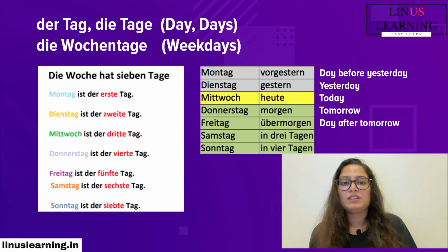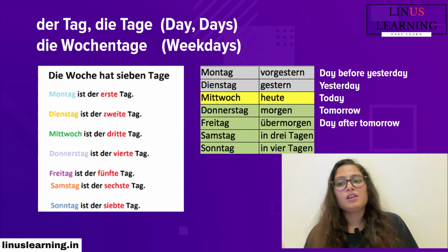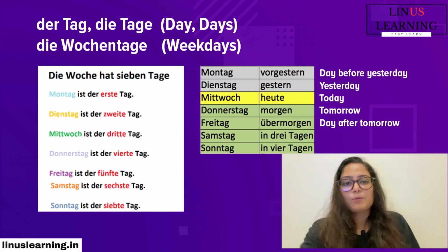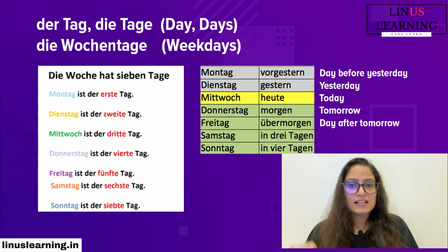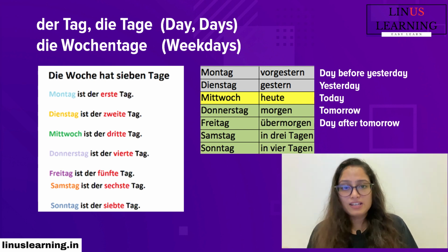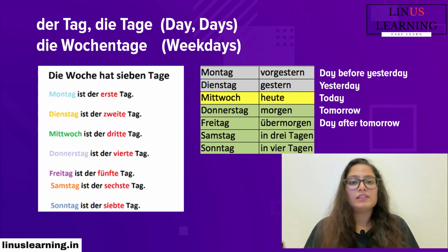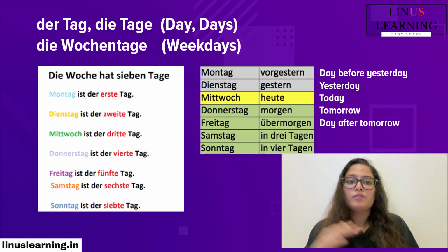Then if you want to say in 3 Tagen, that means in 3 days, in 4 Tagen, in 4 days. So this we'll understand when we do the numbers. Okay, so these were all the weekdays that we have. Die Woche, week, die Wochen, weeks, das Wochenende, weekend, die Wochenenden, weekends. Then der Tag is day, die Tage is days, die Wochentage, weekdays.